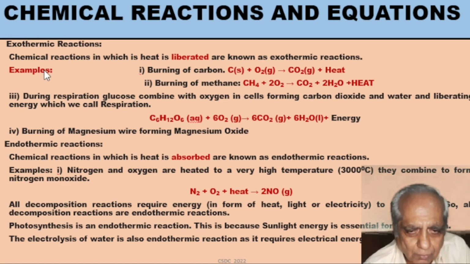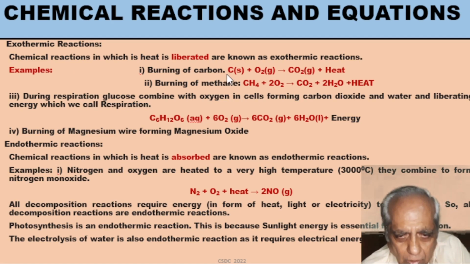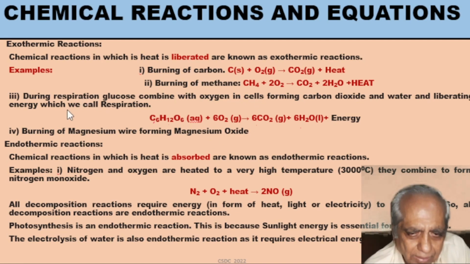So let us see exothermic. When I burn carbon, coal, with air, oxygen, you get carbon dioxide. Heat is liberated. Methane, if we burn, gives carbon dioxide and water. Any compound of carbon and hydrogen will form carbon dioxide and water. During respiration, our glucose is C6H12O6. So carbon and hydrogen will form carbon dioxide and water. And energy is liberated, and with this energy we do our work and keep our body warm. So these are all exothermic reactions. Burning of magnesium, which we have studied, forms magnesium oxide. It also is an exothermic reaction.